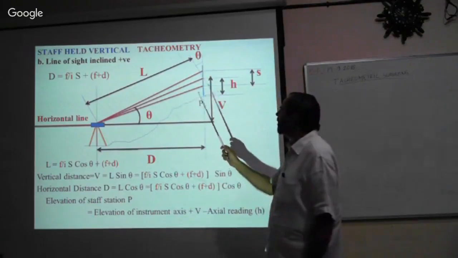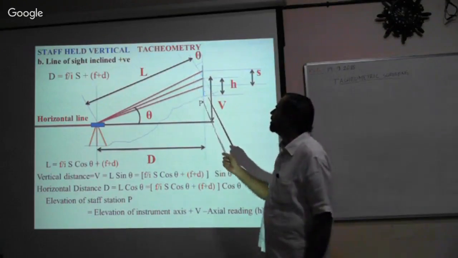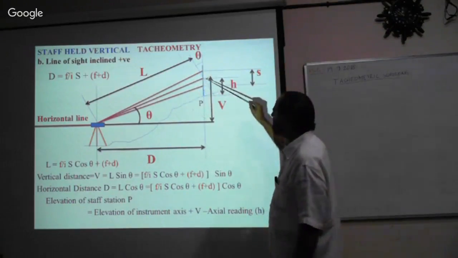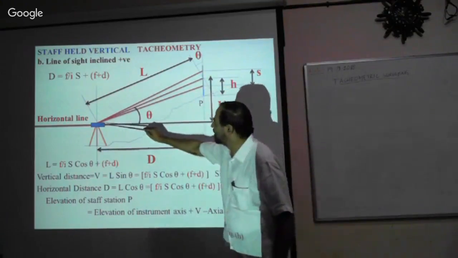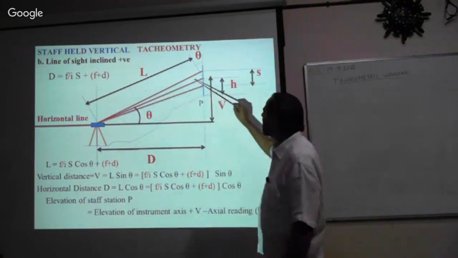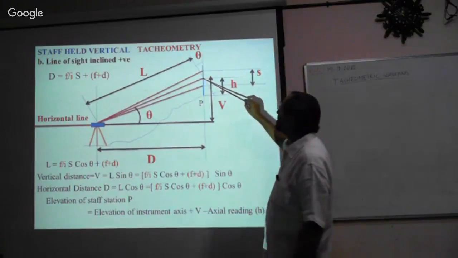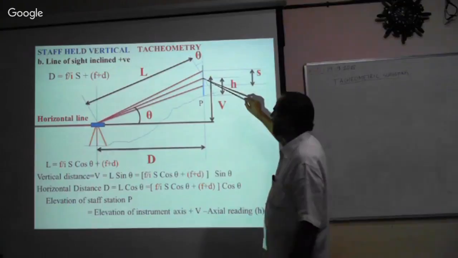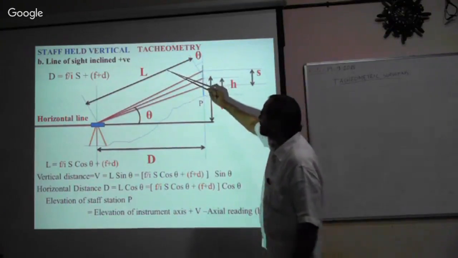Isn't it? Once we get L, the other things will become simple. This distance we have calculated, L, is the distance from the instrument axis to the central hair reading, where it meets the line of sight on the staff. So this L is computed.